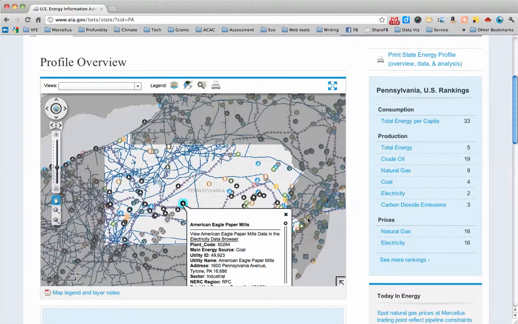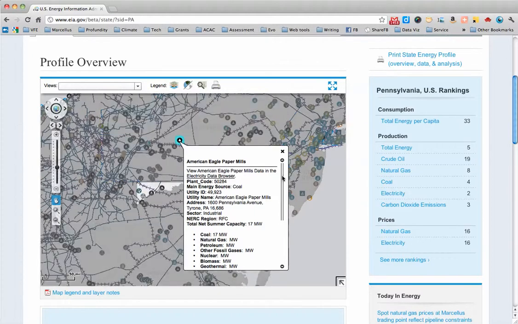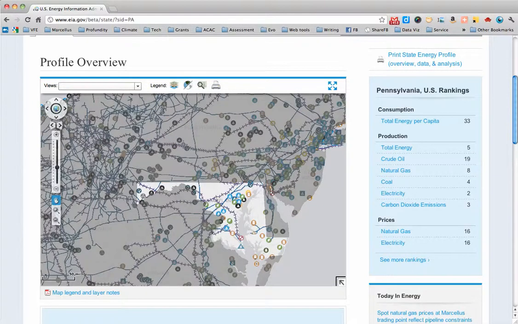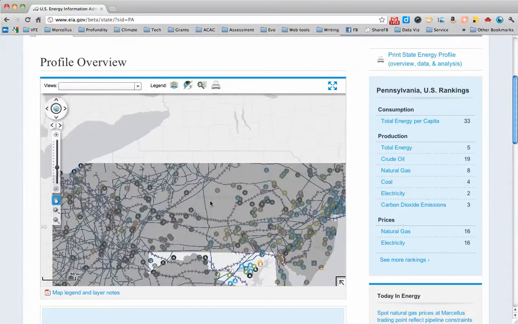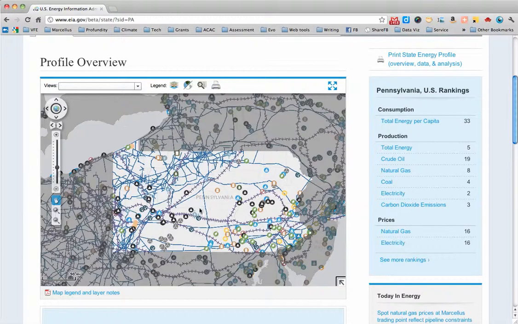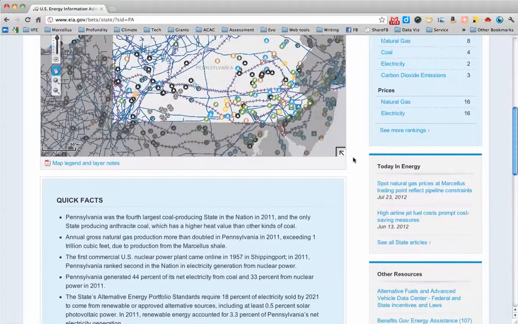That is, it says American Eagle Paper Mills, but it's a power plant at American Eagle Paper Mills, and it's a coal-fired power plant. So the white triangles inside the black circles are coal-fired power plants, and I scrolled down and that highlighted a different state. And it is, like I said, just a little bit quirky still. So you can explore around and see what the different power plants are and different bits of energy infrastructure by using the legend or clicking on things to find out what they are.